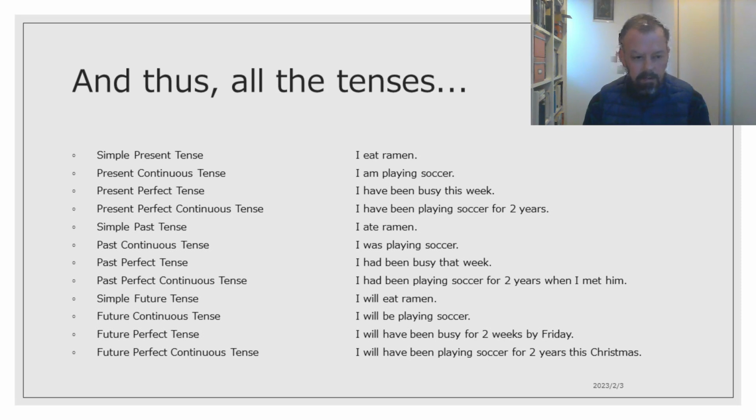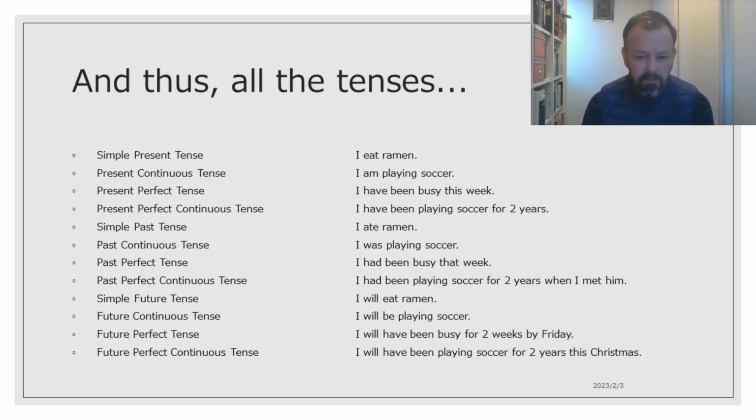So we start with the simple present tense, the most basic tense in the English language, where verbs are in their base form. I eat ramen. Then we have the present continuous tense, which shows an action that is ongoing at the time of speaking. I am playing soccer. And the verb takes the ing form.